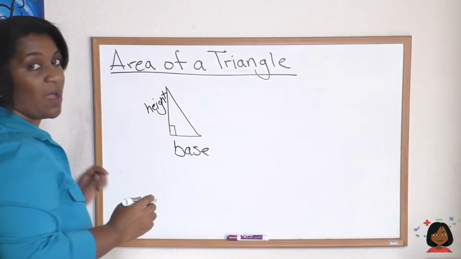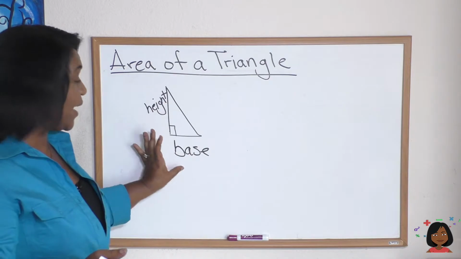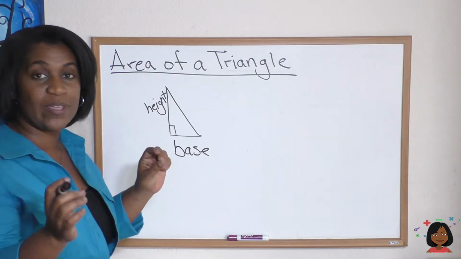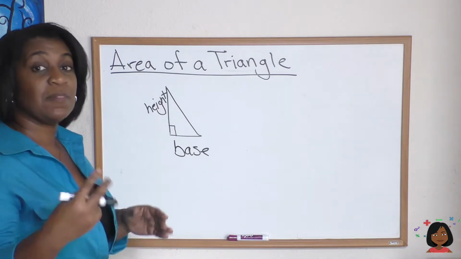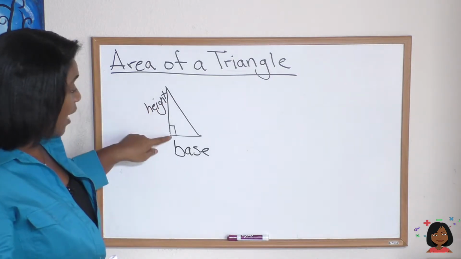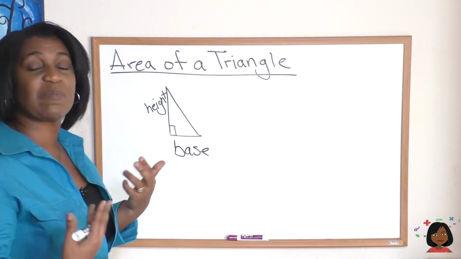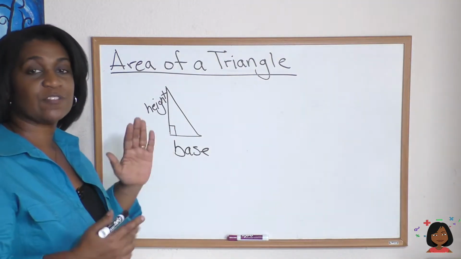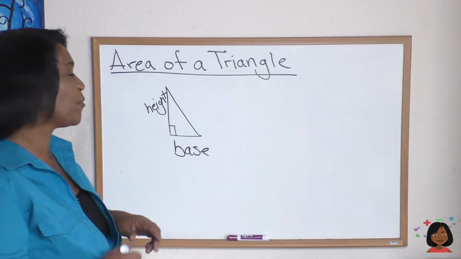Now, one thing to keep in mind is that this formula that I'm about to give you includes the base and the height. And the height always comes from lines that are perpendicular. If you remember, perpendicular lines form a right angle. This is a right angle. So we're always going to be looking for the height that is formed by two perpendicular lines. Now, here's your formula.